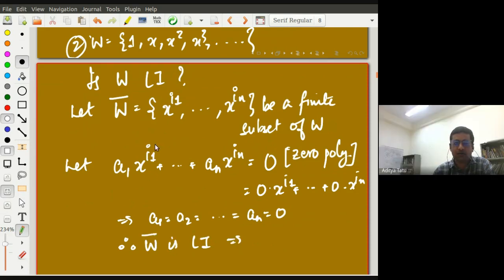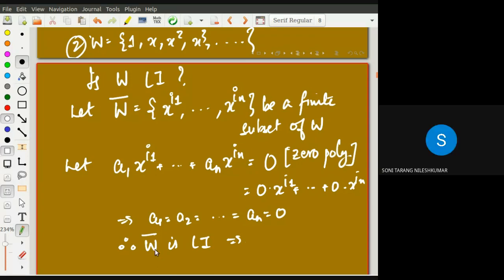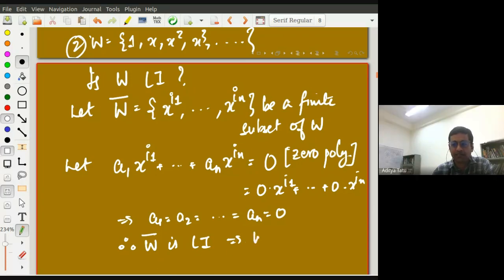And W bar was an arbitrary finite subset. We didn't choose a specific finite subset. Yes, sir. So therefore, if W bar is linearly independent, then W is linearly independent. Good. Okay. Is this clear to everyone? Yes.